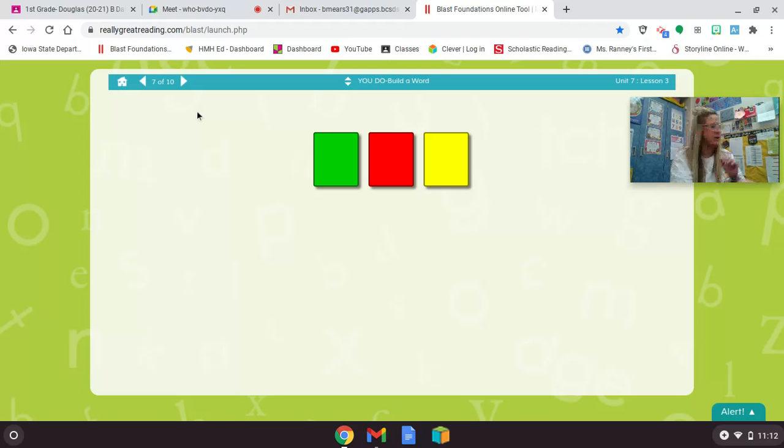Three sounds I hear. For some reason, there's E in every one. Yeah, because that's the sound we're practicing today. Hem. There you go.